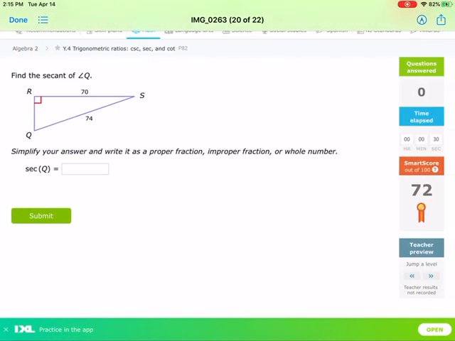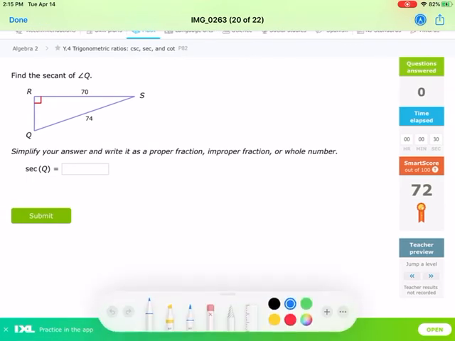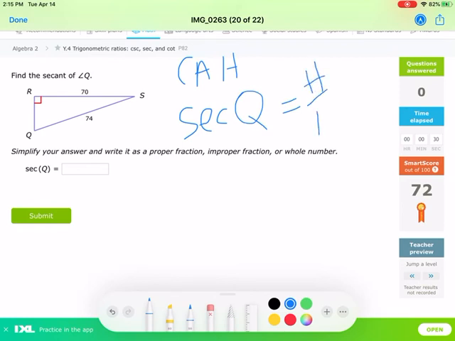What do we got here? Secant is the flip of cosine. Oh shoot, forgot to hit the pen mark. Okay. So toa. So that means the secant of q would be h over a. All right, so here's q right here. Hypotenuse is 74. The adjacent is right there. I don't know what the adjacent is. Oh, what do I do?